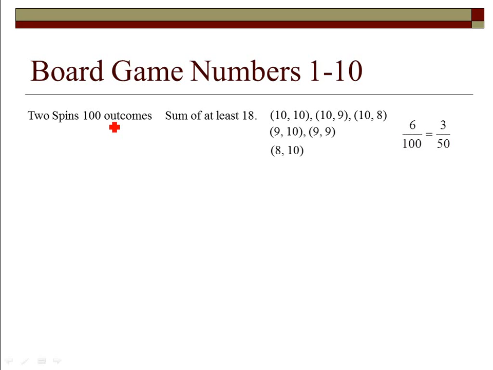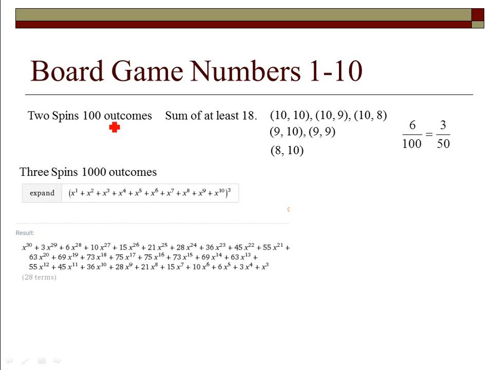Now, for the later ones, if I do it with 3 spins, well, now I'm going to use Wolfram Alpha again. So I took this expansion. I took all the spins, 1 through 10, and I cubed it, and I'm looking at which ones do I have numbers that are at least 18. And there's a lot of them. So I have to go through and find it. Let's get closer.